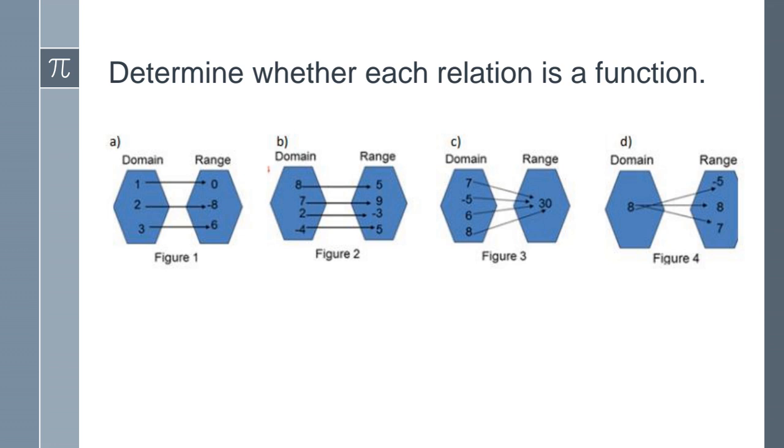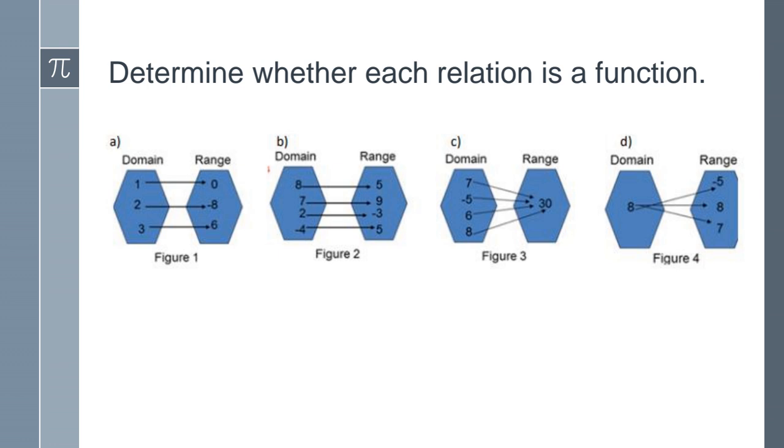One way we can determine whether a relationship is a function is by making sure that every x value corresponds to only one y value. So let's look at our examples for A, B, C, and D. For A, my domain is 1, 2, and 3. These are my x values. My y values, the range, are 0, -8, and 6. These x values correspond to only one y value.